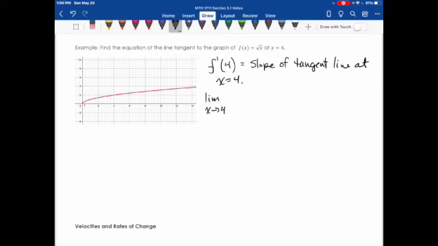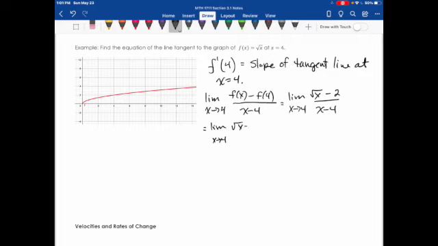So we're going to use the definition, the limit as x approaches 4 of f of x minus f of 4 over x minus 4. Now if I put in f of x, that's the square root of x, minus, if I plug 4 into the function, I get the square root of 4, which is 2, all over x minus 4.